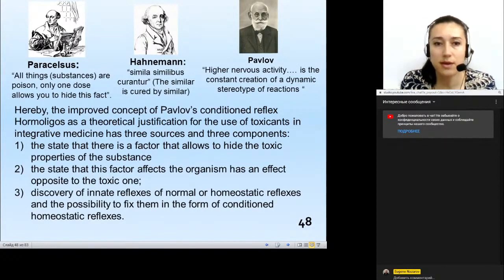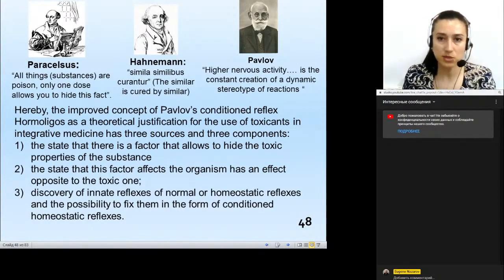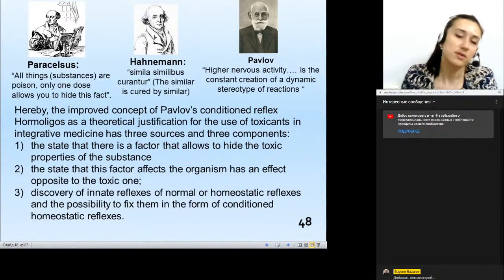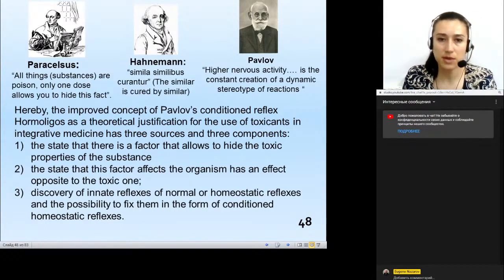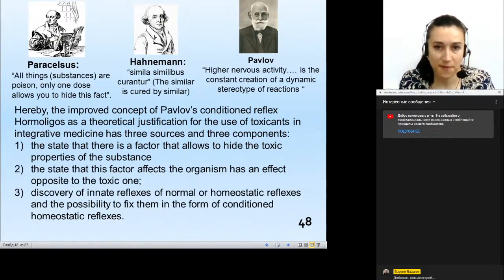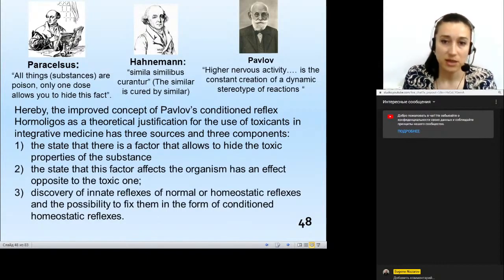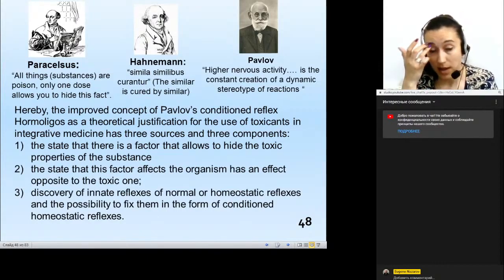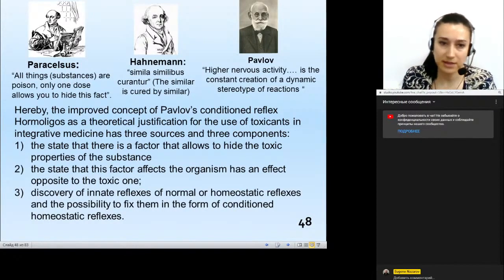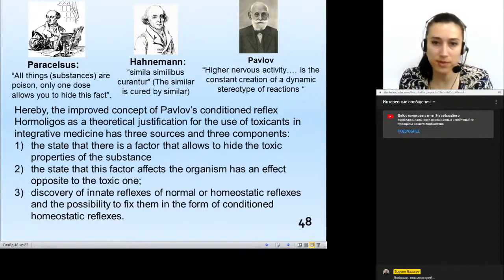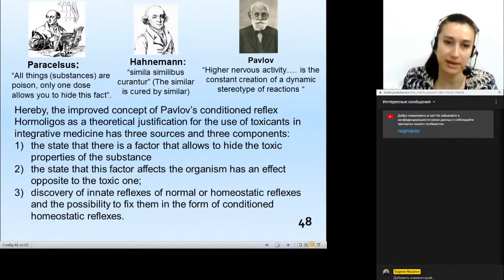So hereby the improved concept of Pavlov's conditional reflex homologous and the theoretical justification for the use of toxicants in integrative medicine has three sources and three components. The first states that there is a factor that allows hiding the toxic properties of the substance. The second states that there is a factor that affects the organism and has an effect opposite to its toxic one, and the discovery of innate reflexes of normal or homeostatic reflexes and the possibility to fix them in the form of conditioned homeostatic reflexes.